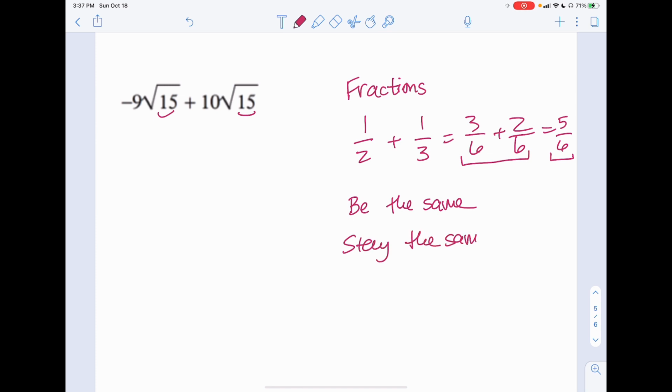And that's very important for fractions, and it's also very important for radicals. These had to be the same for them to be possible to add, so now they have to stay the same. So negative 9 plus 10 would be 1, so this is 1 radical 15, which is just the square root of 15.